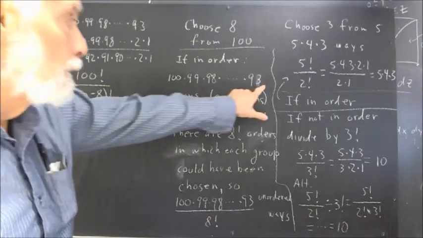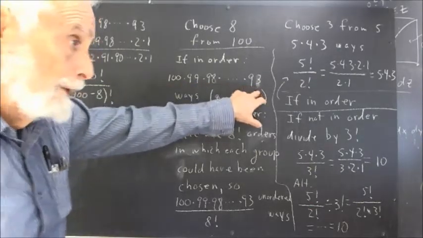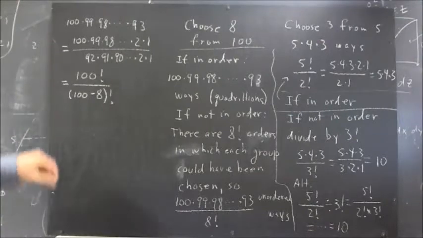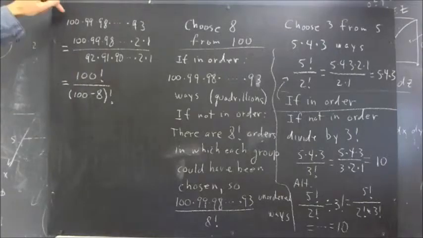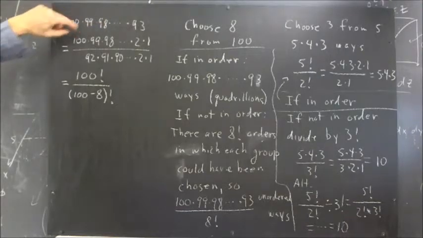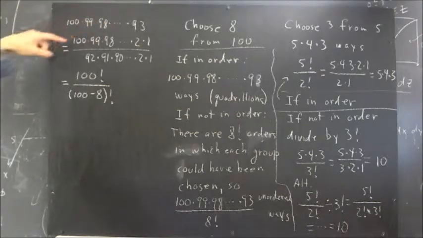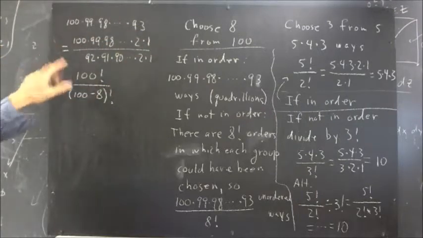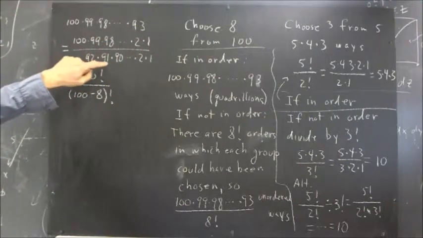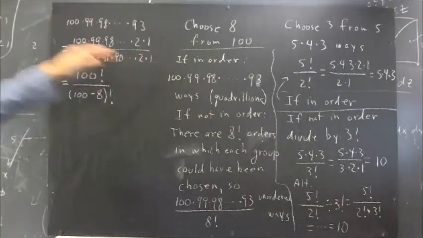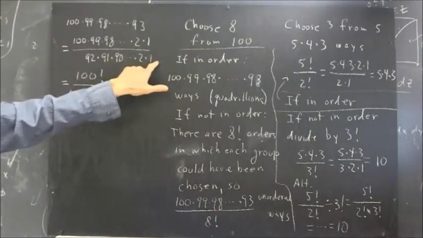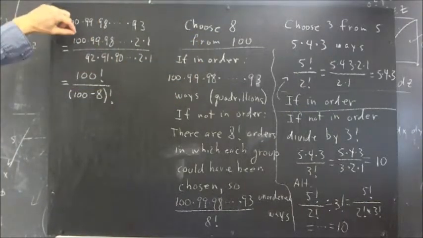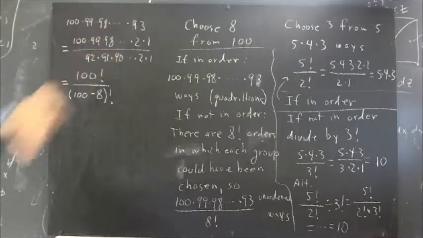Now this number of ordered possibilities, 100 times 99 on down to 93, is the same as 100 factorial, which is 100 times 99 times 98 all the way down to 1, divided by what you get if you multiply 92 times 91 times 90 all the way down to 1. Because in the dots here, you're going to have all the numbers from 92 down to 1, and this denominator is going to divide those out, so you're only left with the numbers from 100 down to 93.